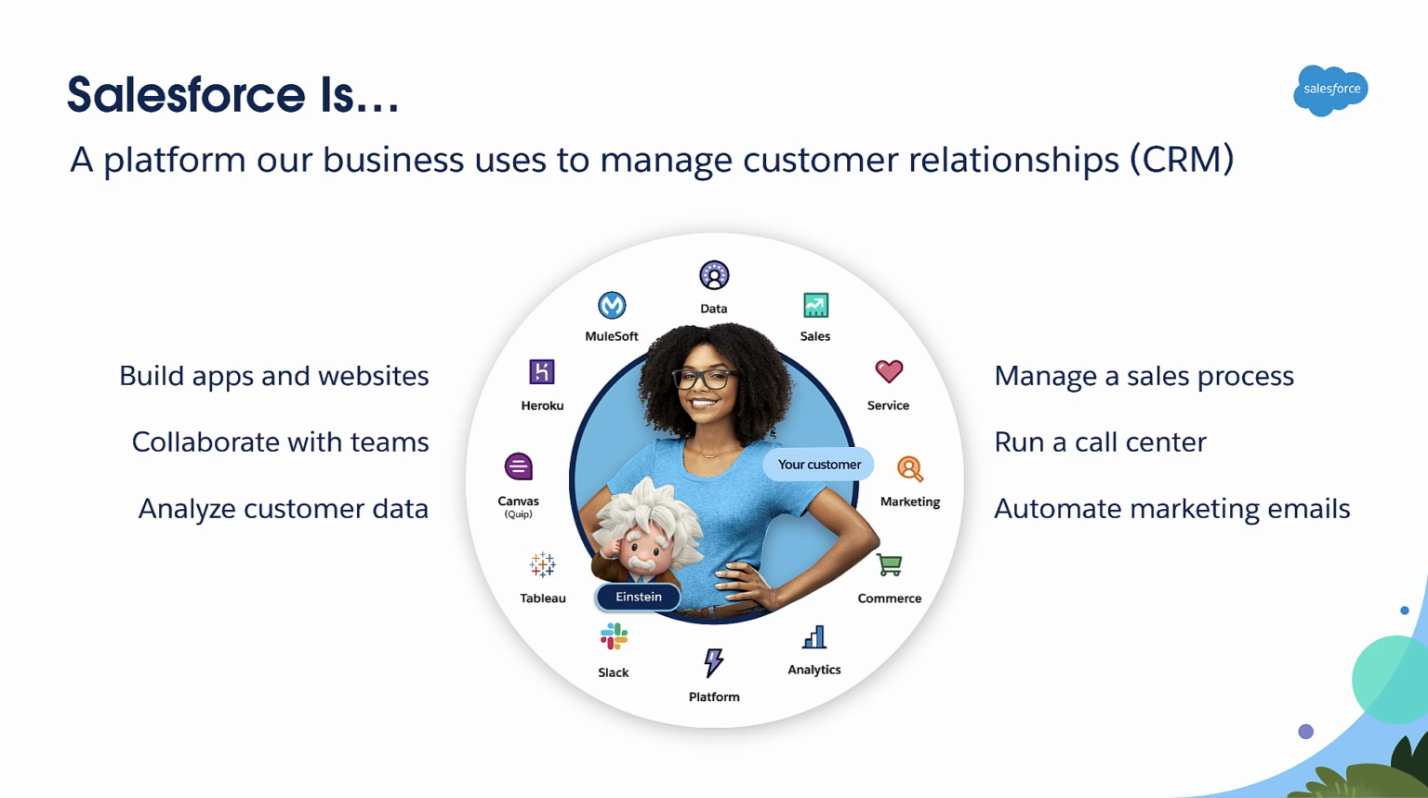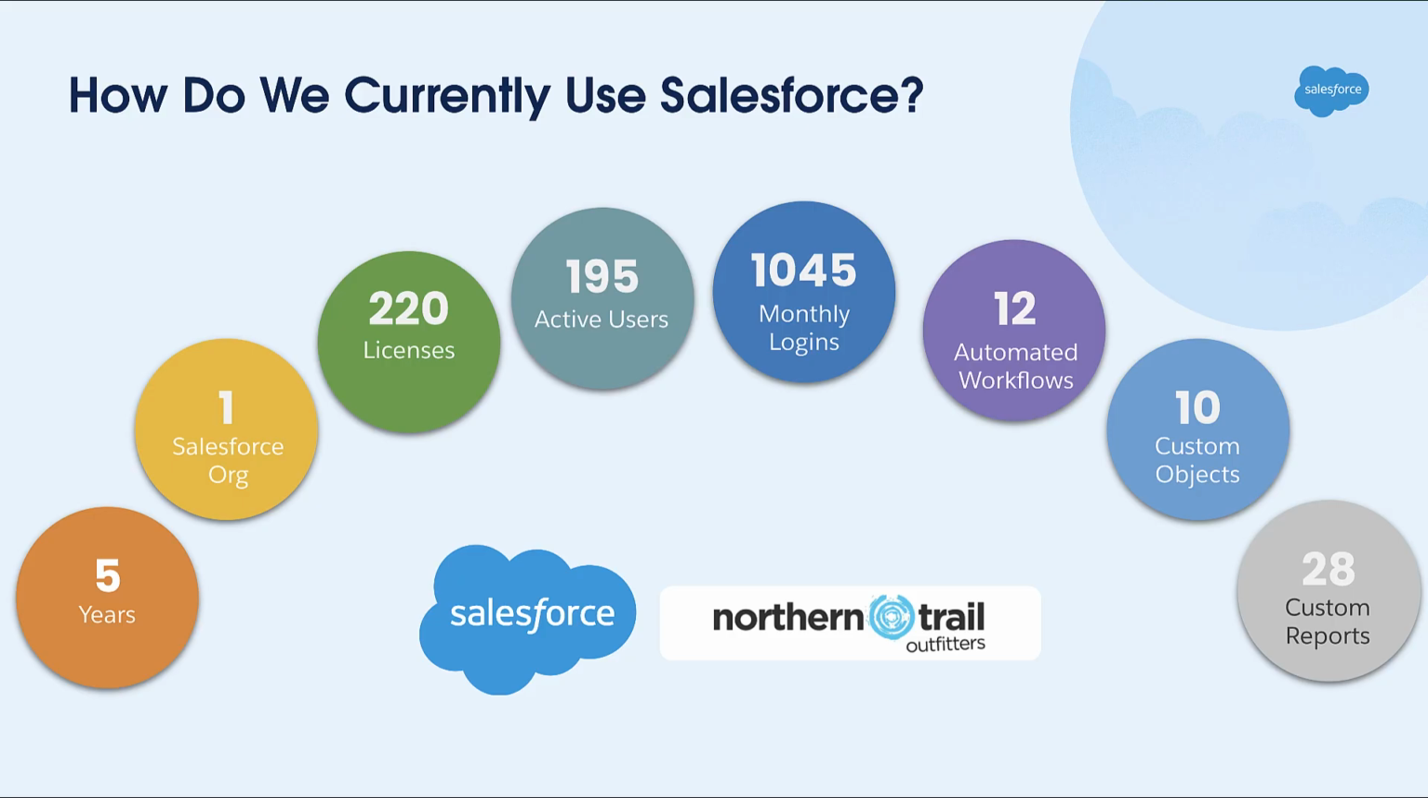And we use it in a very specific way for our organization. Let's talk about that. So at NTO, and admins, this is when you would put in your own data here to make this customized to your organization. So how are we using Salesforce today? We've been using Salesforce for about 5 years. We've got about 220 licenses. And of those licenses, about 89% of them are active users. That means that 89% of all of us here at NTO have logged into Salesforce in the last 30 days. And that's not bad, but we want to get it to 100, which is why we're talking today.